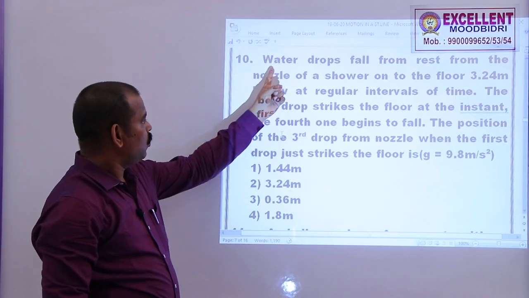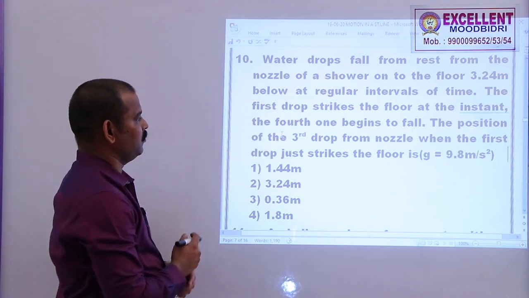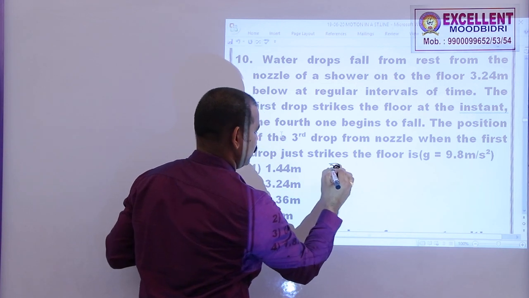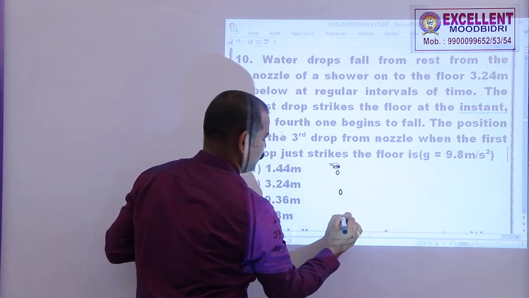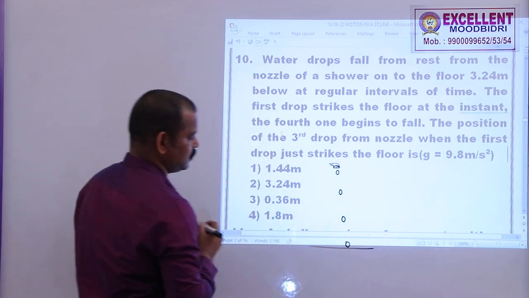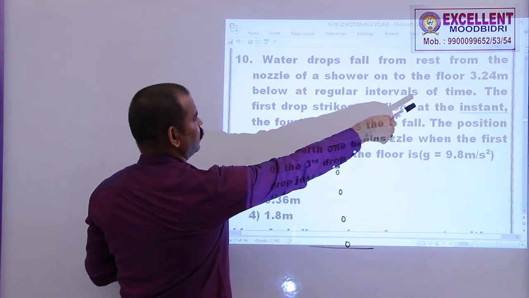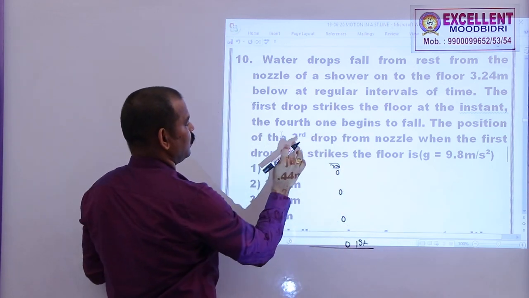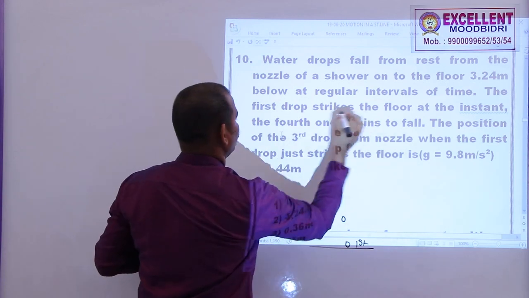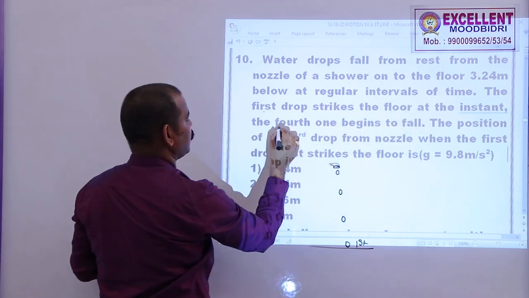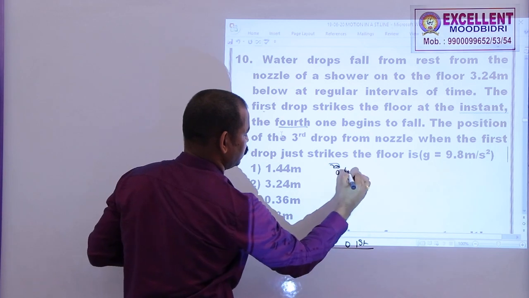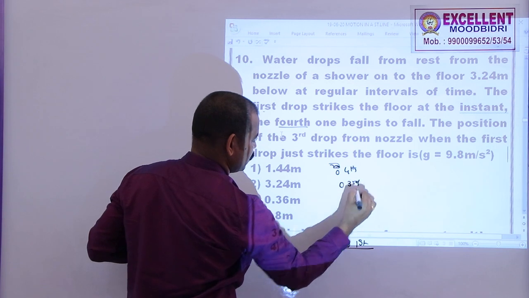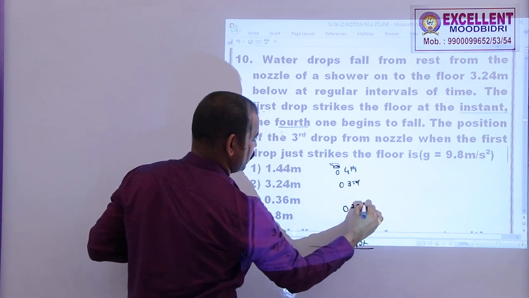Problem number 10. Water drops fall from rest from the nozzle of a shower onto the floor 3.24 meters below. So this is the shower and the water drops are falling here. This is the ground. The first drop strikes the ground. When the first drop strikes the floor, at that instant the fourth one begins to fall. So this is the fourth drop beginning to fall. In between we have the third drop and also the second drop.